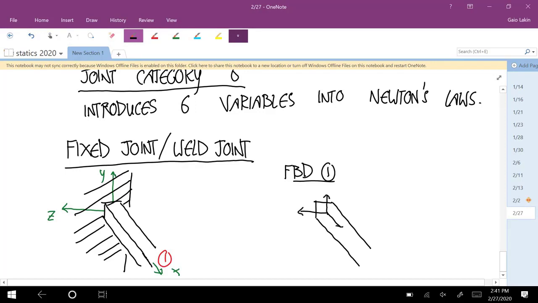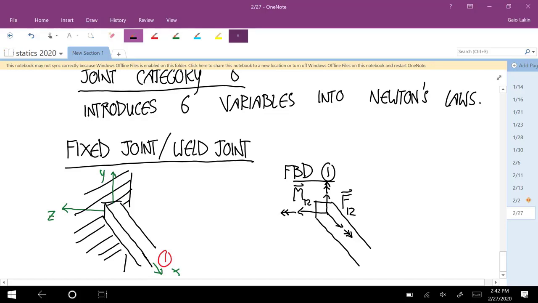There's a full unknown force vector because no translations are allowed. So this is the force on 1/2. And then there's a full couple vector because no rotations are allowed. So now there's also a couple component in each of these 2 directions. And you can call that the couple vector on 1/2.